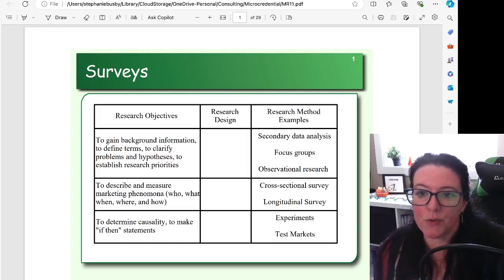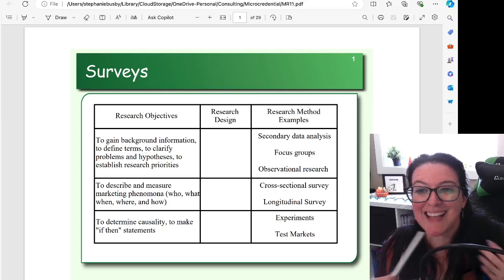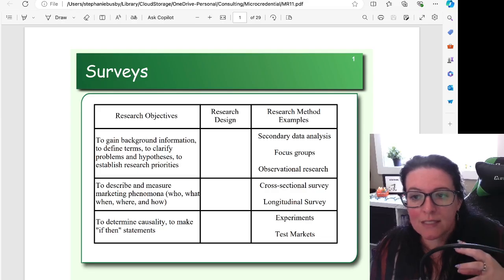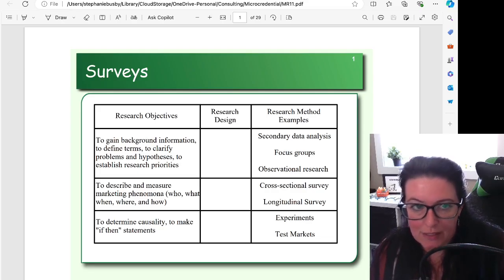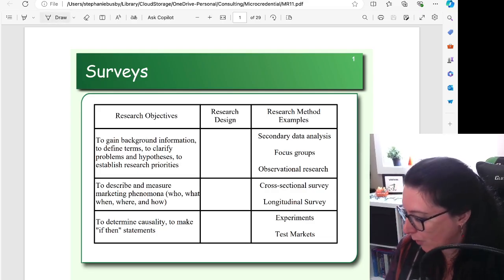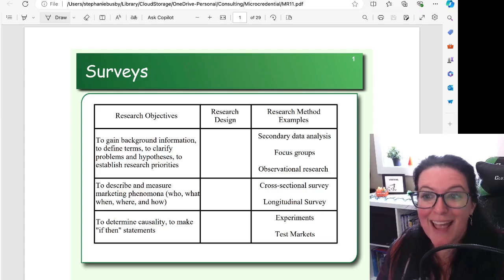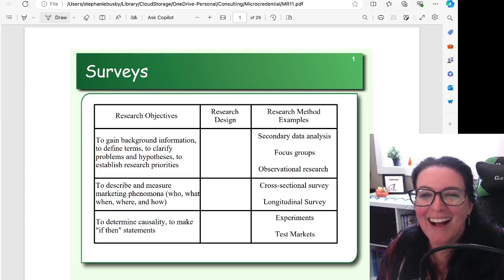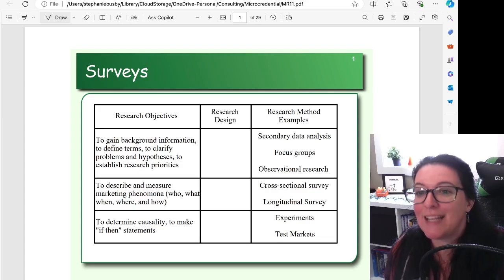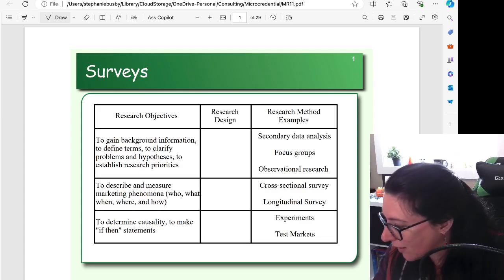In our previous videos, we were looking at designing the questionnaire for a survey. So let's dive a bit more into surveys as a form of descriptive analysis. We're looking at the research designs, and can you remember what they are? If we're gaining background information, establishing research priorities, defining terms, it's very open-ended, right? That is our exploratory research.